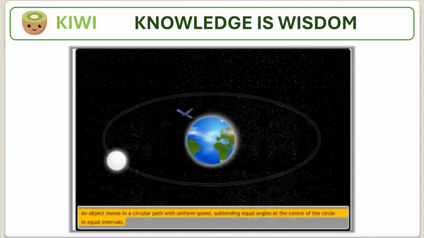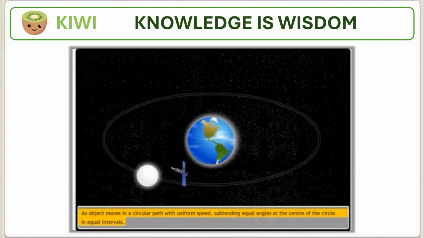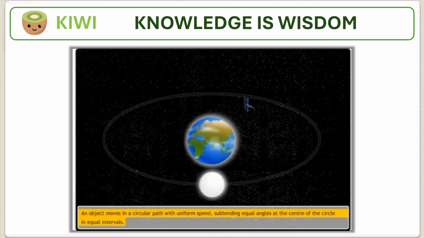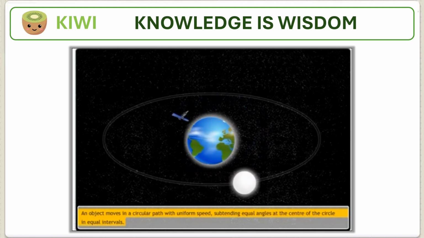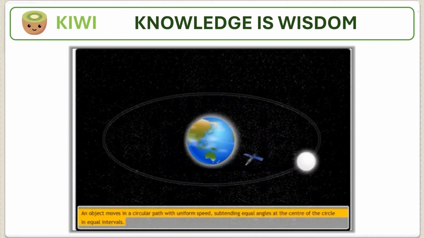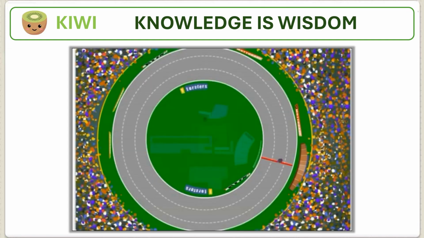Other examples that you can relate to include the rotation of the Moon and the Earth, a satellite in a circular orbit around the Earth, and so on. How would you calculate the velocity or the distance covered during uniform circular motion?